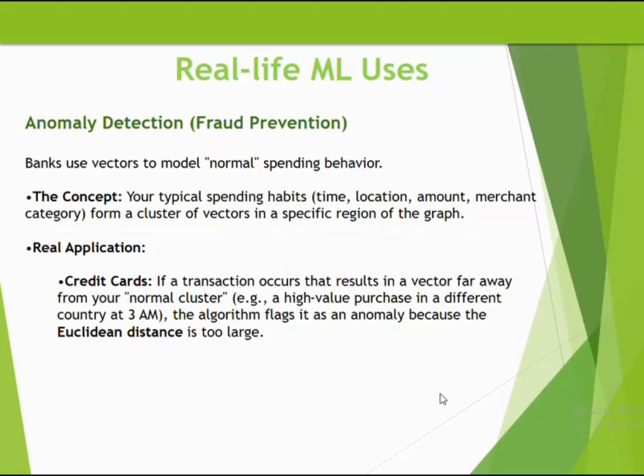And how exactly is it used in credit cards? Let us say a transaction occurs and results in a vector which is very far away from the normal cluster that has been built, right? For example, a high value purchase is happening in a different country at 3 a.m. The algorithm will flag it as an anomaly, right? Because the Euclidean distance is too large. That is also one of the good use cases.